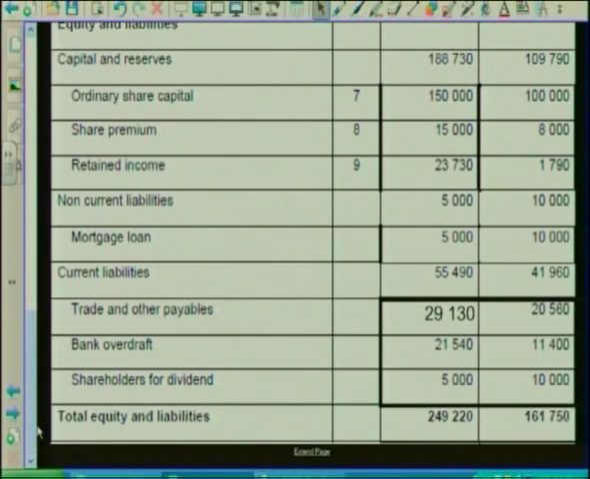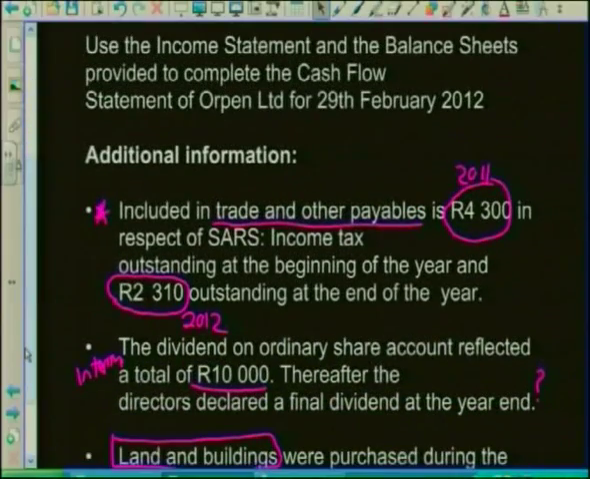But remember, guys, you always need to read the entire question. And that's what we did right at the beginning, right at the start, before we took that ad break. So just to recap, let's just quickly go to our information on the next page. There we go. We're looking at the very first additional information. Included in trade and other payables is 4,300 in respect of SARS, income tax, outstanding at the beginning of the year. Remember, guys, we did make a note that that was 2011. That's the beginning of the year. And 2,310 rand outstanding at the end of the year.